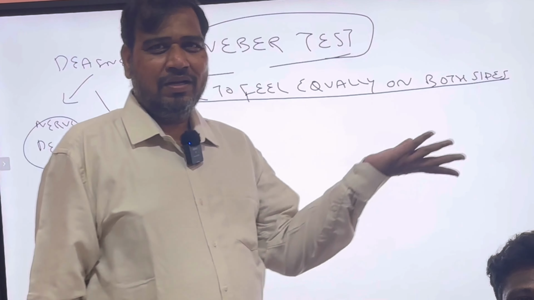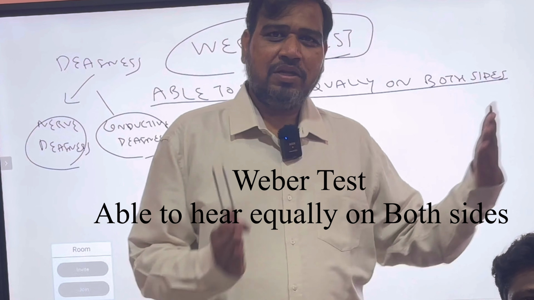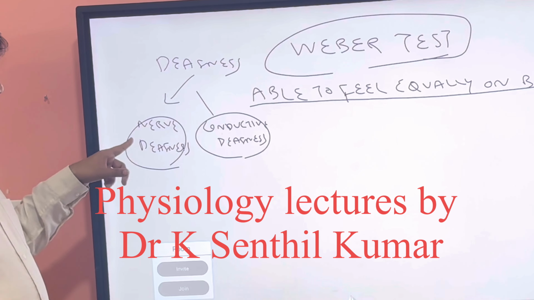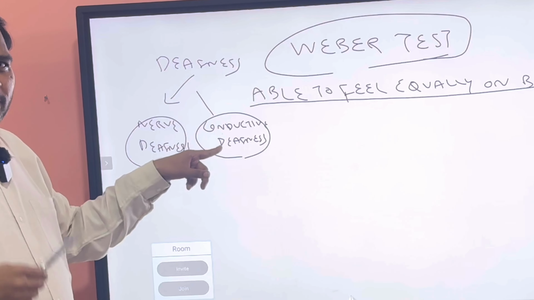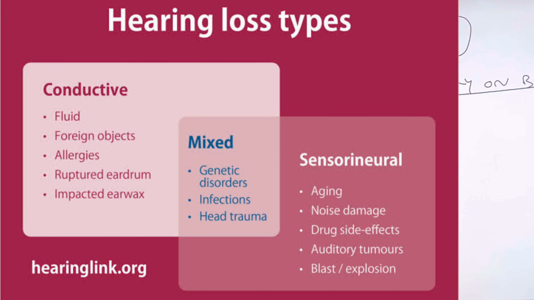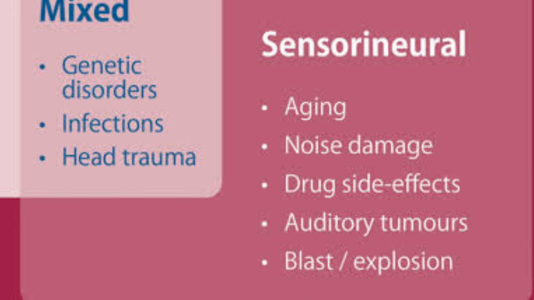In the previous video I clearly mentioned that when I do Weber's test, you will be able to feel equally on both sides because both ears are normal. But now coming to the case scenario, deafness. Two types are there: nerve deafness and conductive deafness. Conductive deafness, I told in the previous video itself, is caused by any problem in the external auditory canal, such as wax or foreign body obstruction. Nerve deafness, as the name suggests, is a problem of the eighth nerve, the auditory nerve, the medial geniculate body, or the auditory pathway if it is blocked, or some problem in the inner ear.